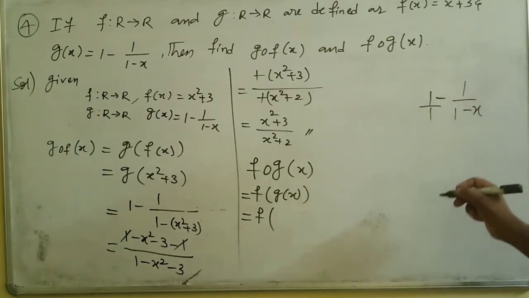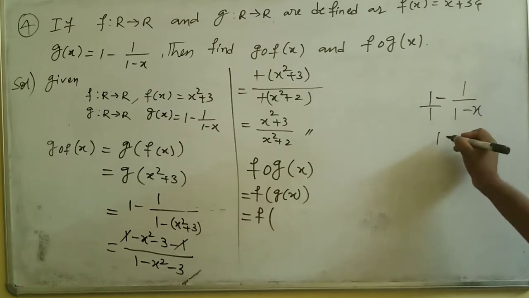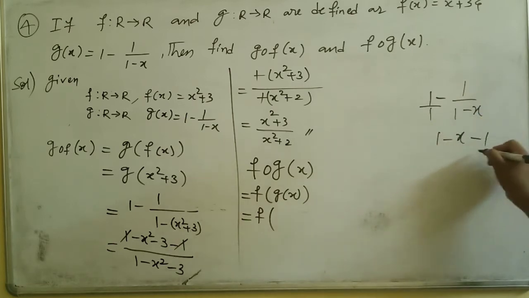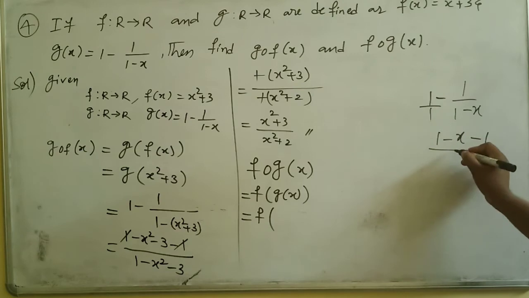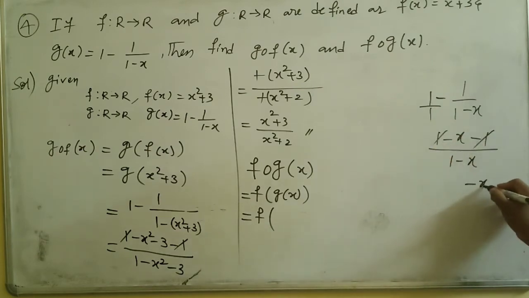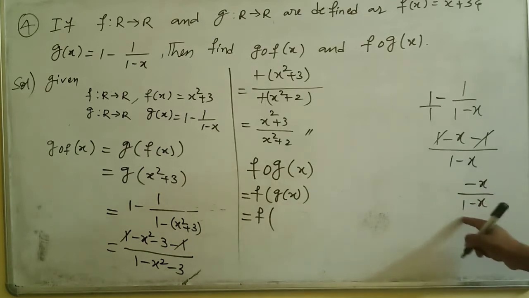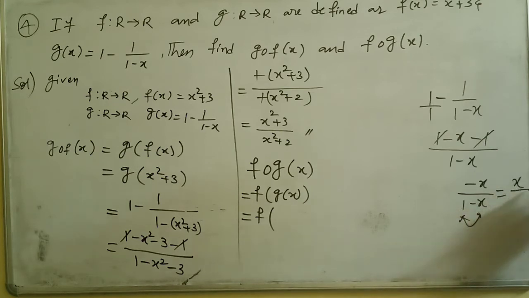Take LCM. Here nothing is there means 1. Take LCM. 1 into 1 minus x, 1 minus x minus 1 upon 1 into 1 minus x, 1 minus x. Minus 1 plus 1 get cancelled. Minus x upon 1 minus x. If I need to remove minus symbol, just interchange these two. So then x upon x minus 1. So you got answer is x upon x minus 1.